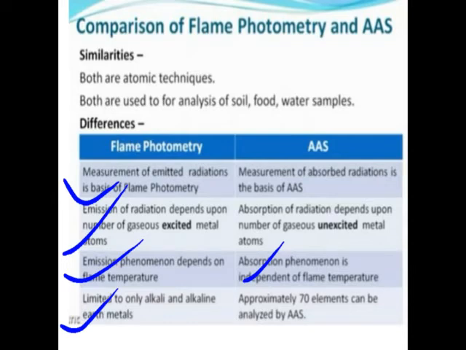The major difference is that in flame photometry we can analyze one element at a time, but in atomic absorption spectroscopy, if a mixture is present, we can still do the elemental analysis for the particular element. So there is no need of separation in atomic absorption spectroscopy. But if two or three elements are present, for flame photometry we have to first separate these elements, then we can analyze. So that is the major difference.